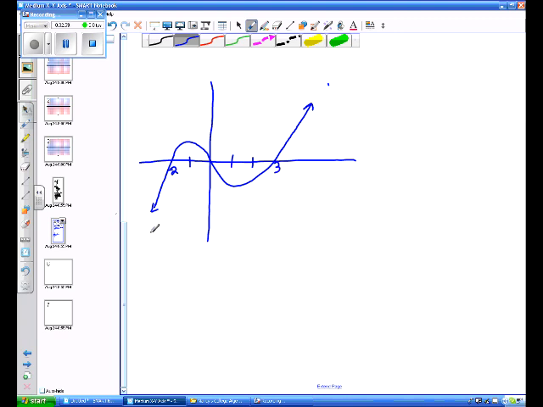Now, if we look at our graph, from here all the way to this point, we're increasing. Well, that point is at negative 1. That's the point where we change directions. On this side of negative 1, we're increasing. On this side of negative 1, we're decreasing. So if we look at our graph, then from negative infinity to negative 1, our function is increasing.